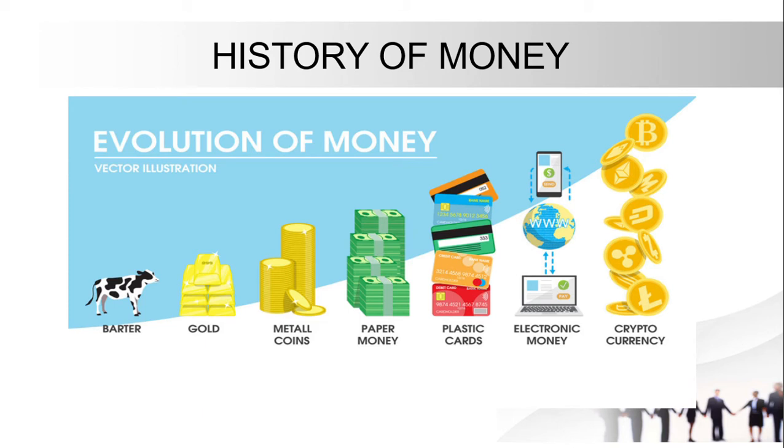Now, how did we get to Bitcoin? How did we get to cryptocurrency? How did we get the blockchain technology? Bitcoin and every other form of cryptocurrency, they are just money evolved. Money evolved from trade by barter.